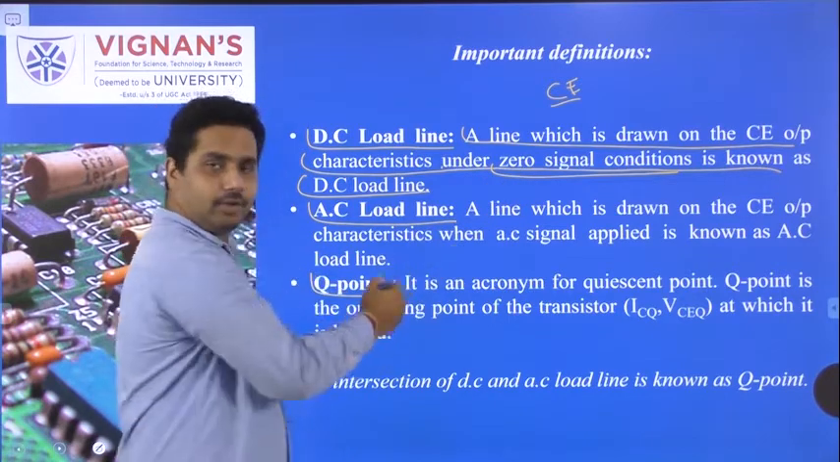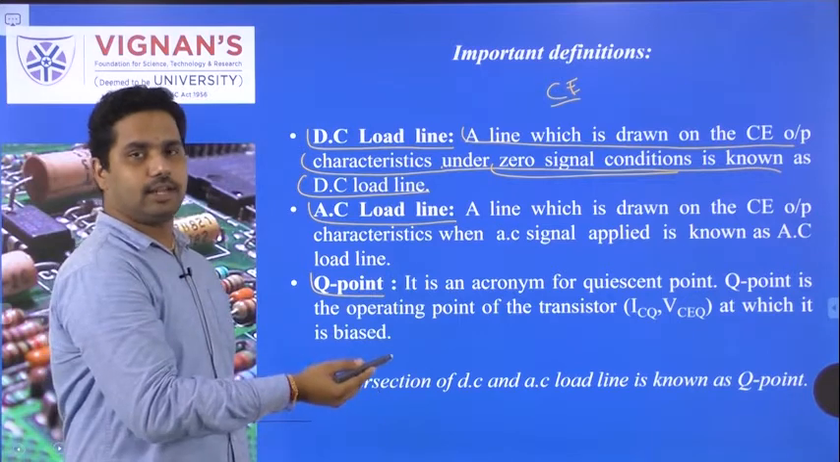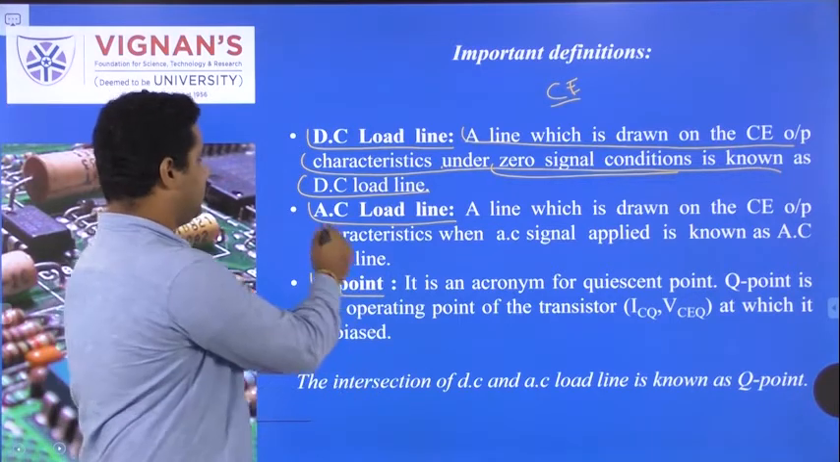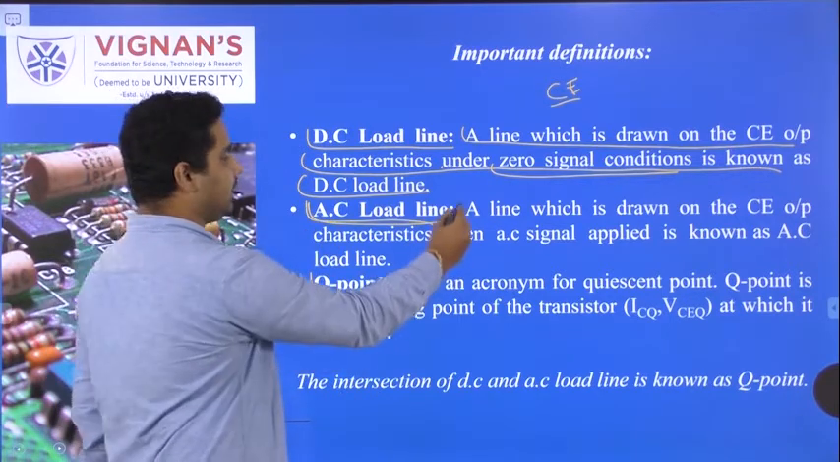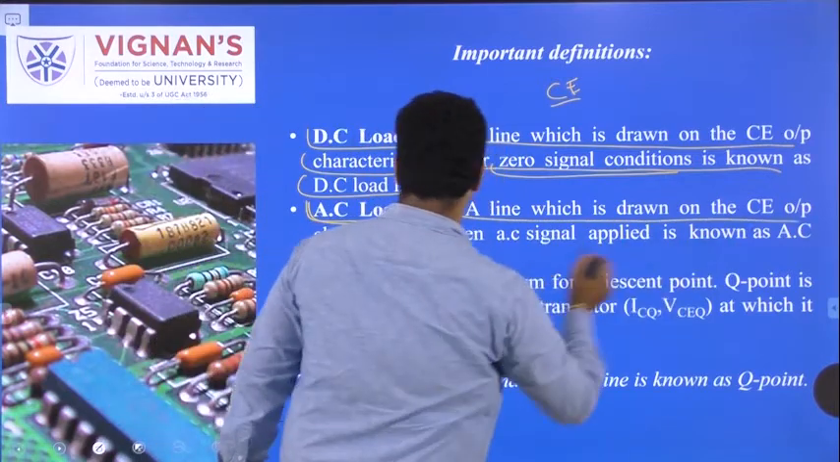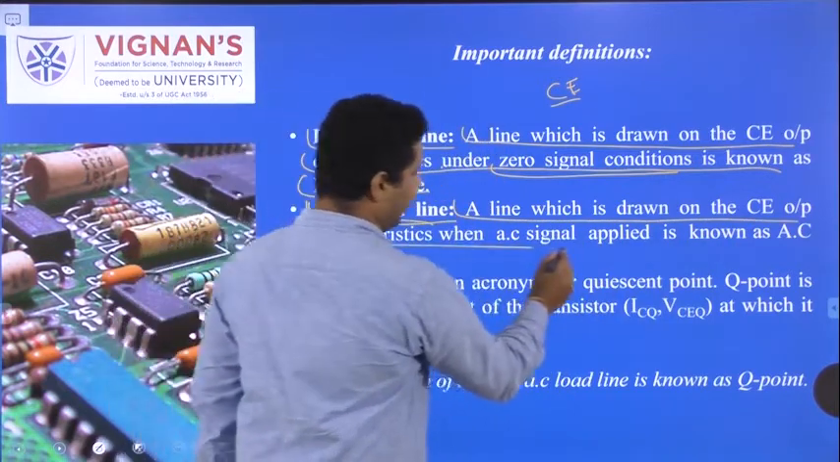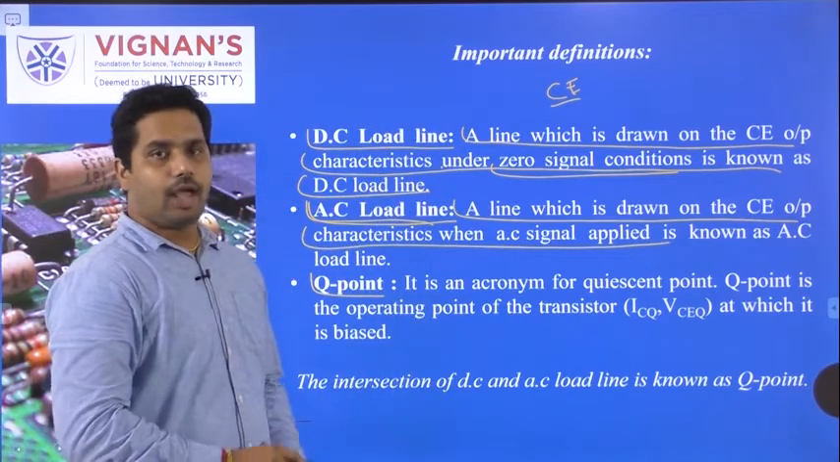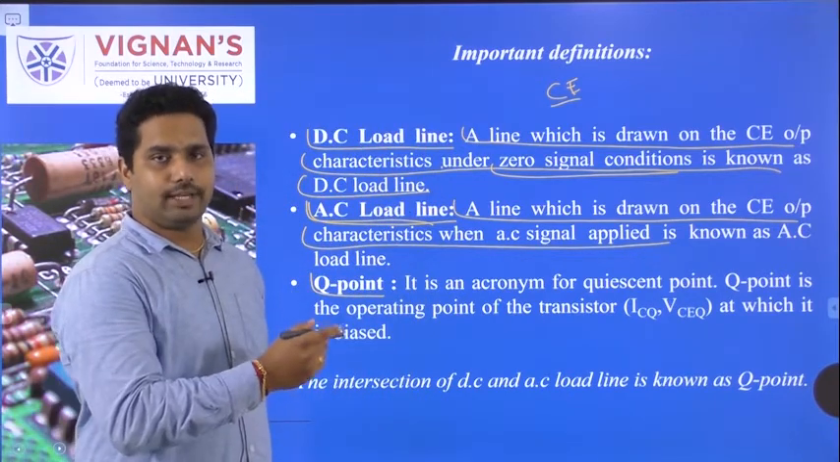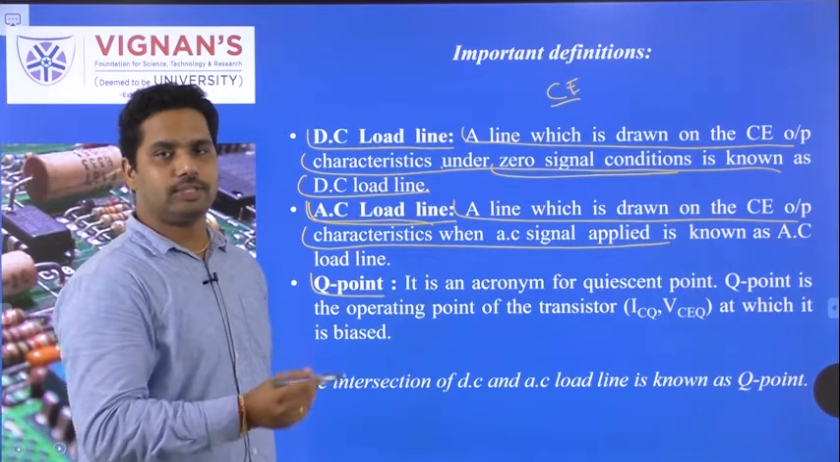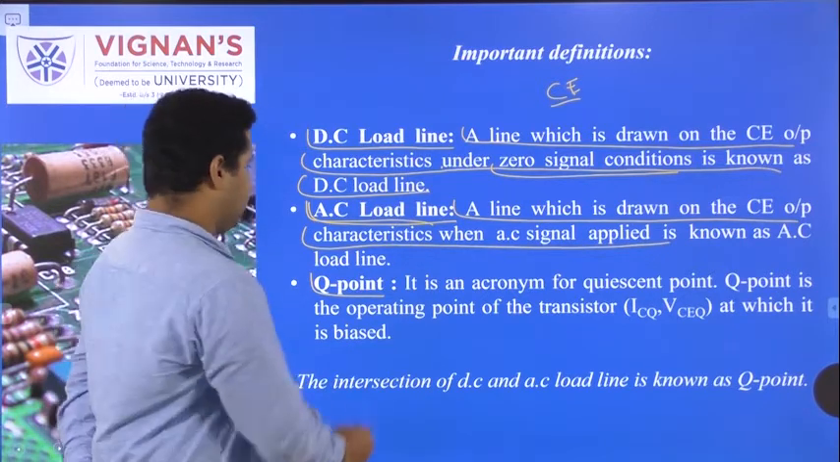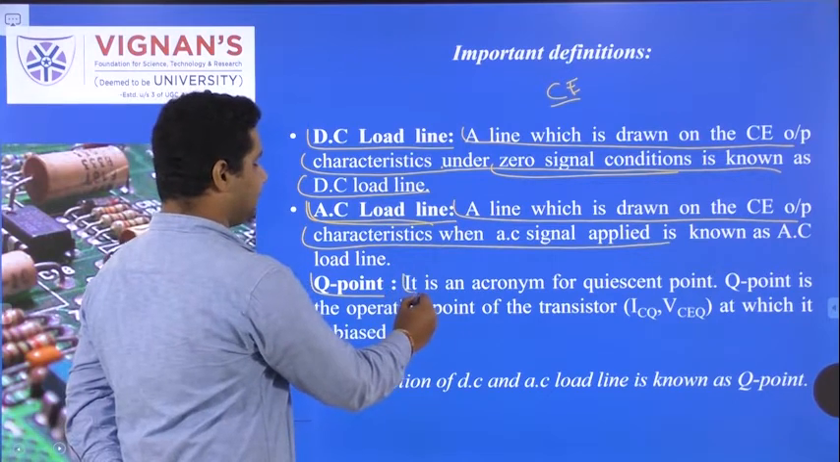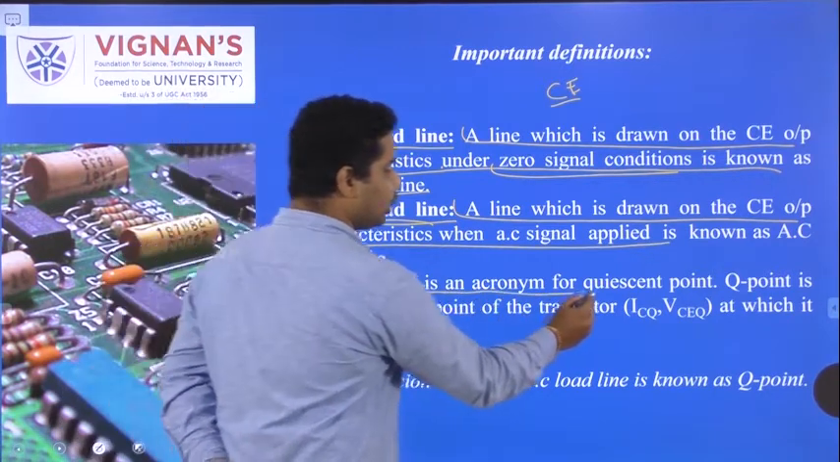And when you are giving your input signal, your AC signal, and getting the load line, that is what? That is your AC load line. It is a line which is drawn on the common emitter output characteristics when an AC signal is applied, known as AC load line. And you know that these two load lines will intersect at a point, and that point is what? Q point. So this Q point is the acronym for the quiescent point.